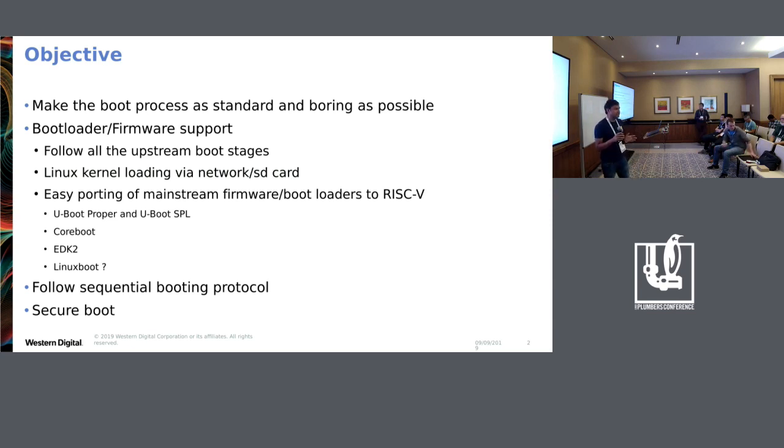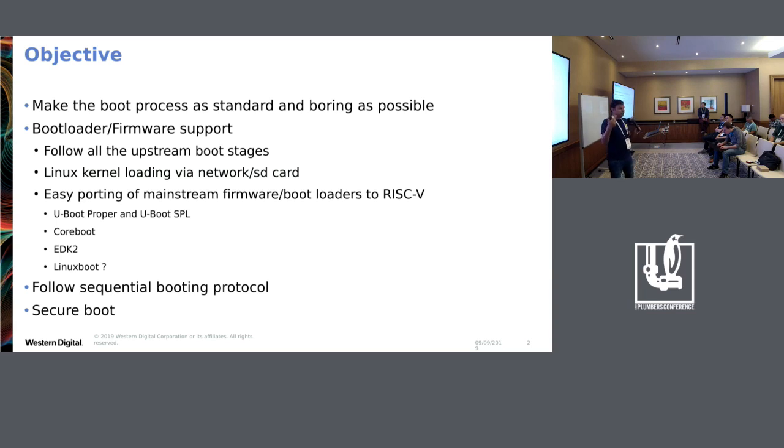Around this time last year, when we started figuring out what needs to be done, there were a few objectives for how we need to fix the issues. First, we don't want anything new for Risc-V. We wanted to make the boot flow as standard and as boring as possible for Risc-V. We need to follow the exact same model, so that anybody who knows how to boot ARM64 or x86, or for that matter any architecture, should be able to boot Risc-V without much hassle, without much Risc-V specific knowledge. That was the whole big agenda to start with.